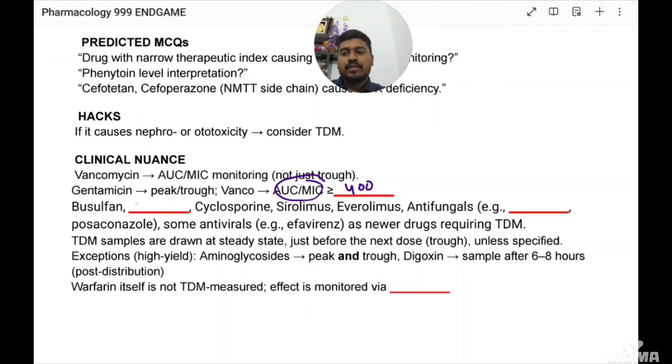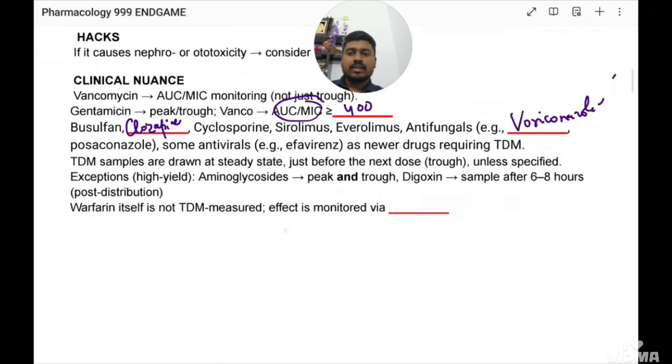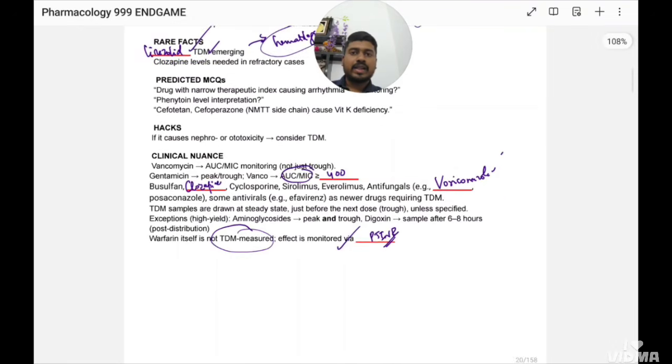Okay, here we have one more drug, which is clozapine. Antifungal, you have voriconazole. You can remember as much as you want, but I will suggest whatever is given in the image, just remember that, voriconazole. Okay, next, warfarin itself is not measured by TDM, the effect is monitored by PT/INR, because we can't measure warfarin levels directly, that's why we use PT/INR.